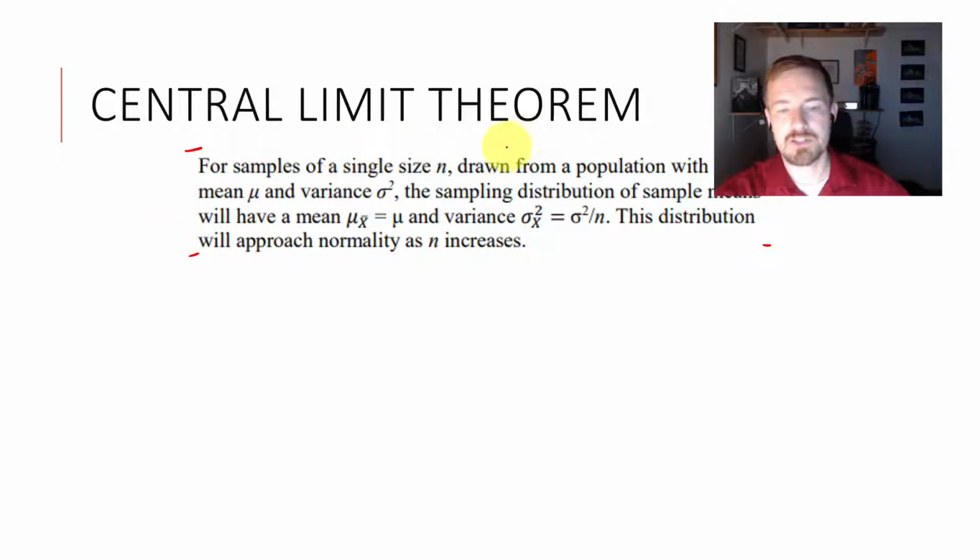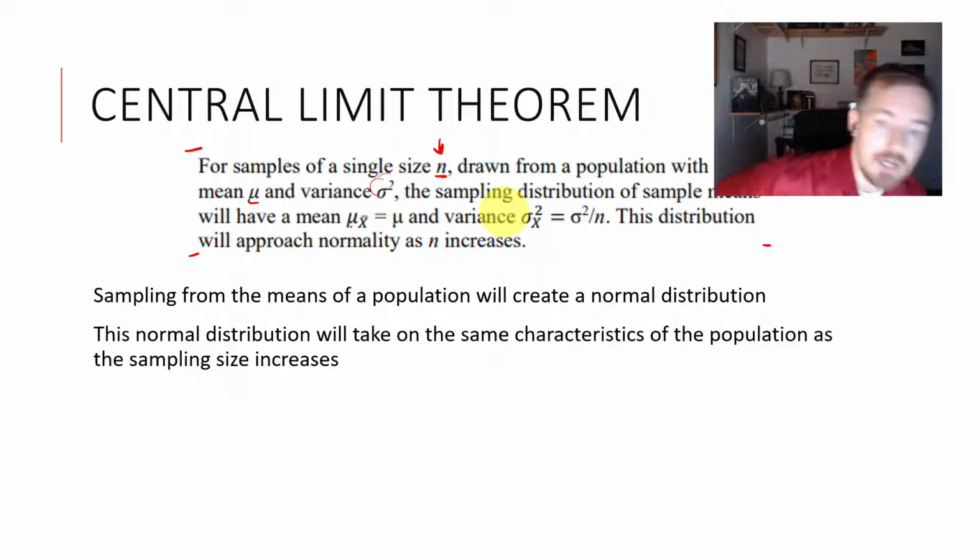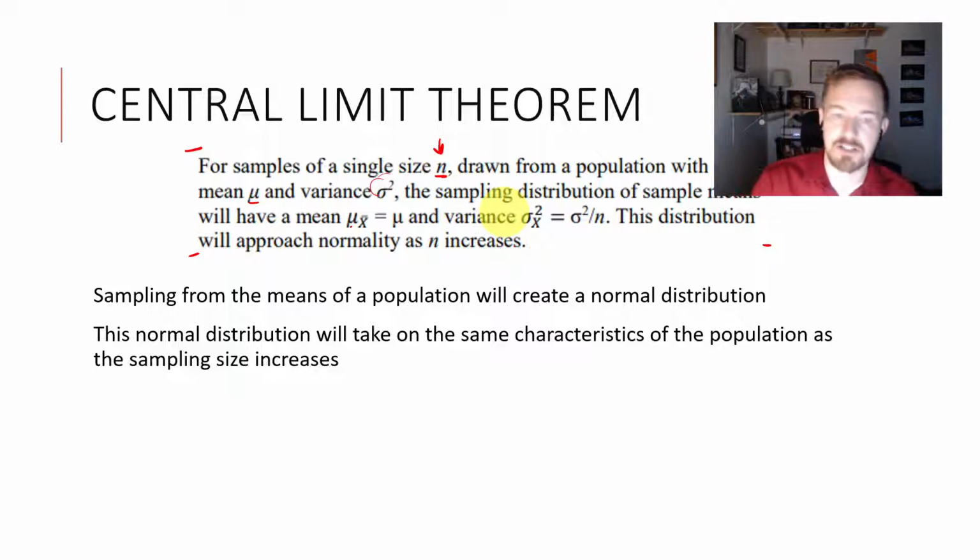For samples of a single size of n, remember that this is representing our sample size, drawn from a population with a given mean mu, so that's our population mean, and a variance of sigma squared, the sampling distribution of sample means will have a mean of mu x bar equals mu and variance of sigma squared x bar equals variance divided by n. This distribution will approach normality as n increases. There's so much to break down here. What does this actually mean?